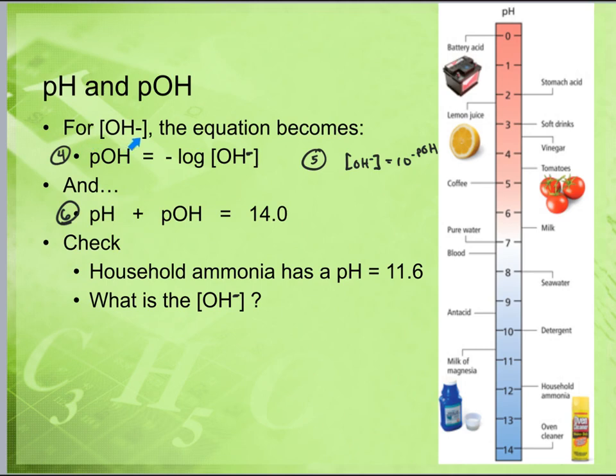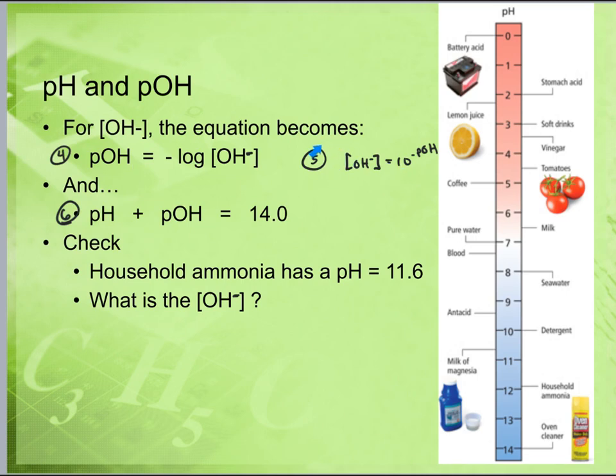Okay, we can also do the same thing for hydroxide, but instead of pH, we call this pOH, which stands for power of hydroxide. pH is power of hydrogen. And that equation is negative log of the hydroxide ion concentration. So you type in your calculator negative log of whatever this number is, close your parentheses. Okay, that would give you pOH.